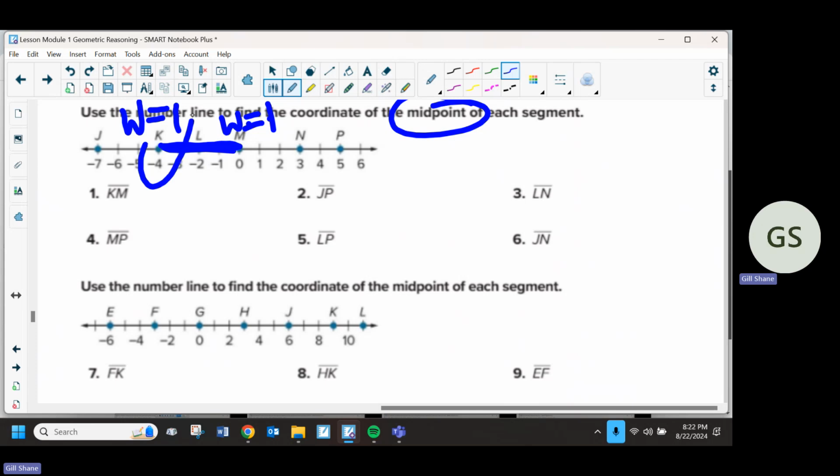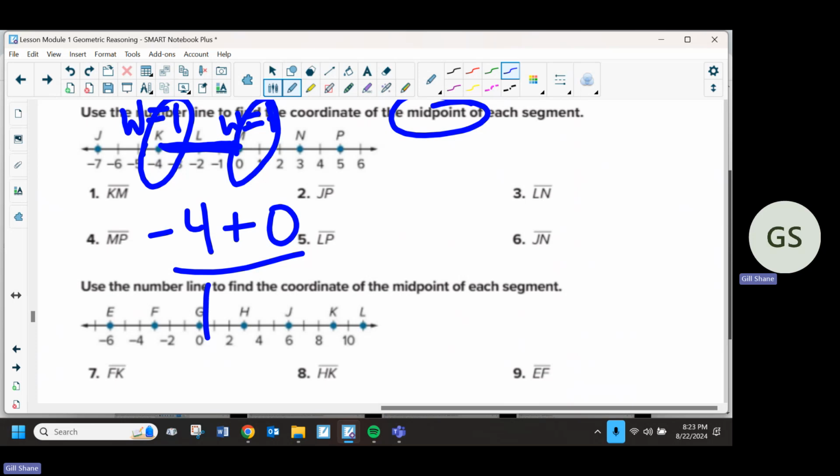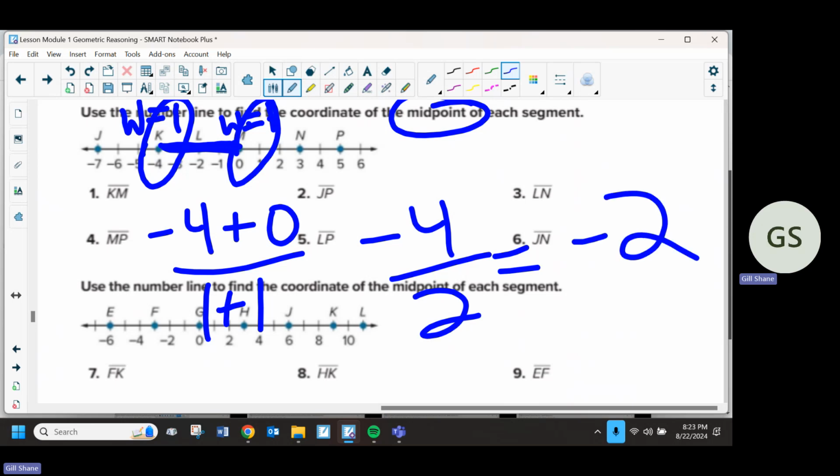I circle the 4 and the 1. I circle M is 0, so I circle the 0 and the 1. 1 times -4 is -4. 0 times 1 is 0. I add the weights together. So I get -4 divided by 2. So the midpoint of KM is -2.